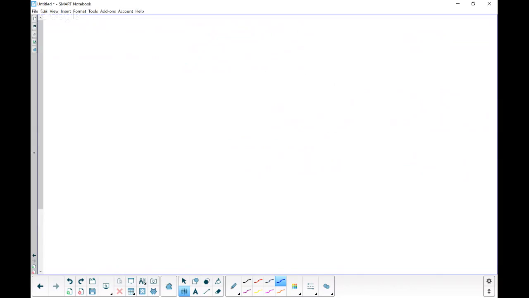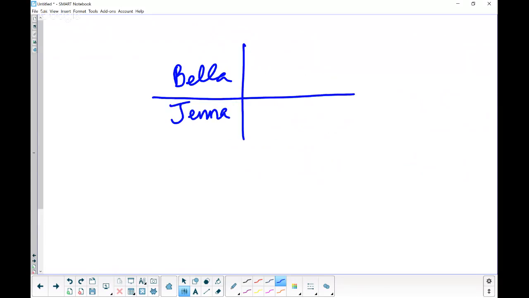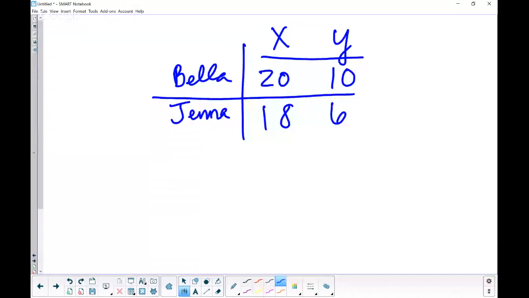Let's say we have Bella and Jenna, a different Jenna maybe. Bella and Jenna, and they're producing products X and Y. And in the time periods, and this is an output, given one day, Bella can do 20 of good X and let's say 10 of good Y. And Jenna can do 18 of X and 6 of good Y.